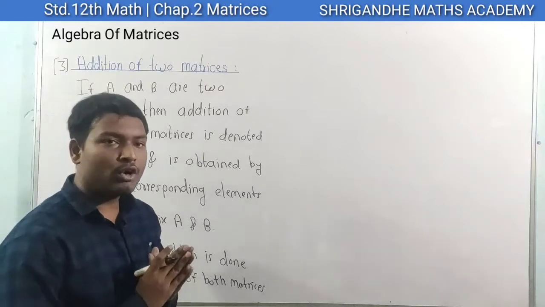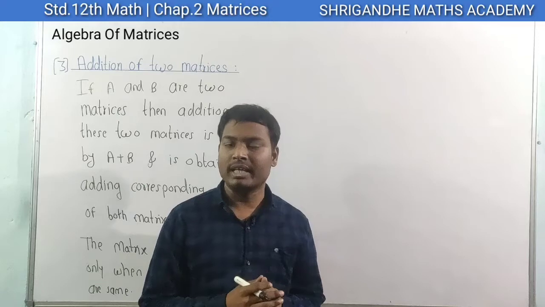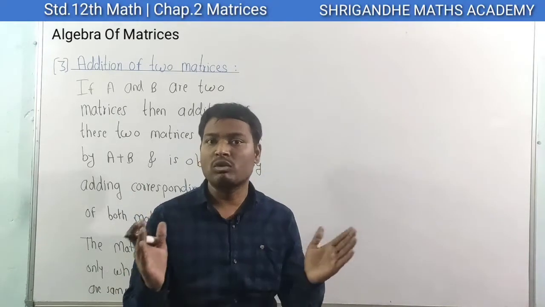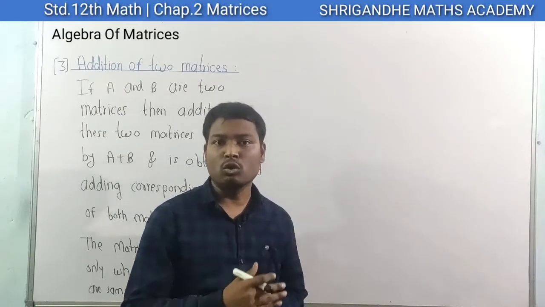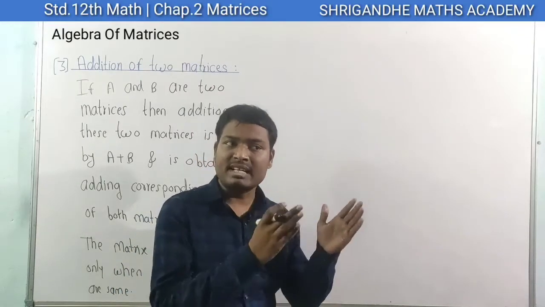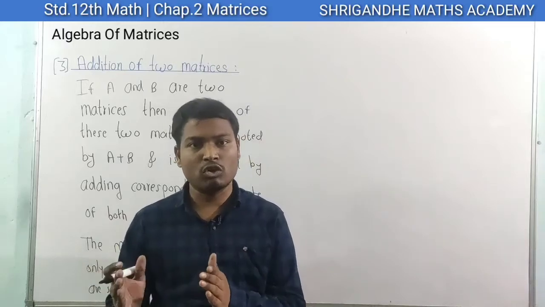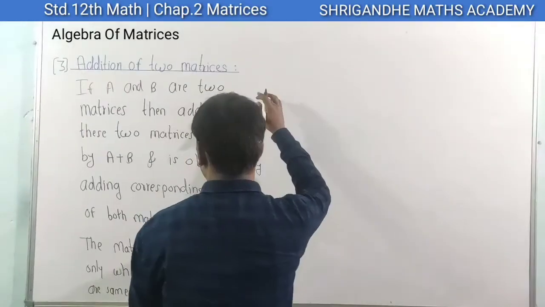Means what? If you are given two matrices, then we add them only when the first matrix and the second matrix both have the same order. That is, matrix A has 2 rows and 2 columns, and matrix B has 2 rows and 2 columns, or matrix A is of order 3 by 3 and also matrix B is of order 3 by 3. Let us see by taking an example.